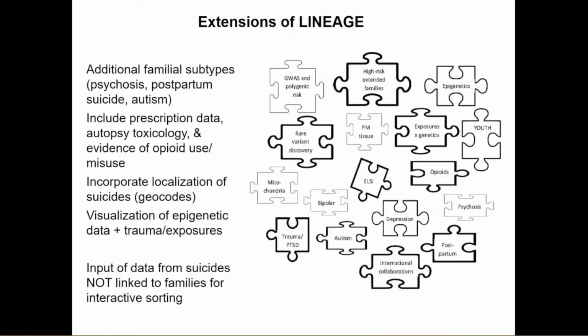And then incorporating, as I mentioned briefly, localization of suicides, looking at geocodes. This can be looking at urban versus rural risk factors. It can also be looking at exposure data. We've got an individual now looking at epigenetics, and again, this is trauma and exposures, and importing the epigenetic data into the tool will be very interesting in the future as he generates more of that data. One of the things that we've also thought about doing is altering the tool so that we can input data from suicides that aren't linked to the family, just for more interactive sorting for follow-up cases.